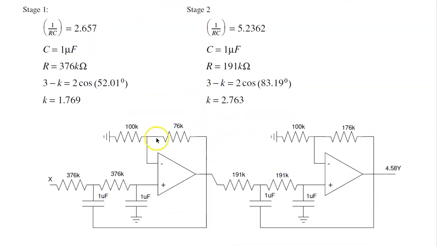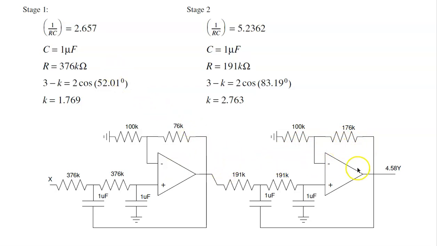To implement the circuit then, one over RC is the amplitude. Here 1 over RC is 2.65. The gain right here sets the angle. The angle is 52 degrees, so K is 1.76, and the gain is 1 plus the resistor ratio. So this is 0.76 to 1. On the second stage, the amplitude is 5.23, that's 1 over RC. The angle is 83 degrees, so 3 minus K is 2 times the cosine of the angle. I want a gain of 2.76, meaning this is 1.76 to 1. This circuit should implement that filter.